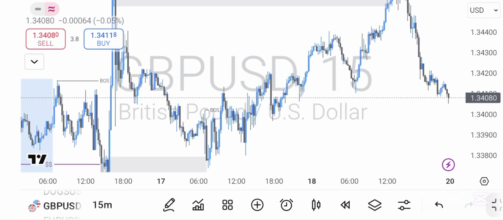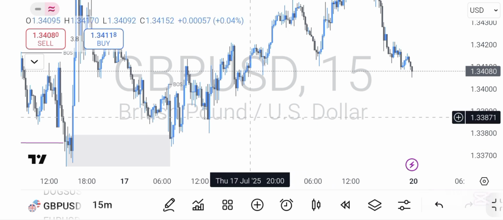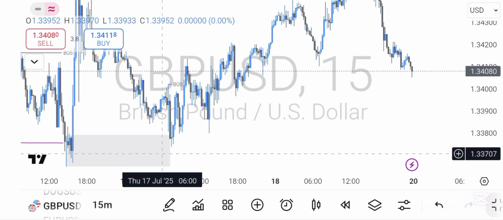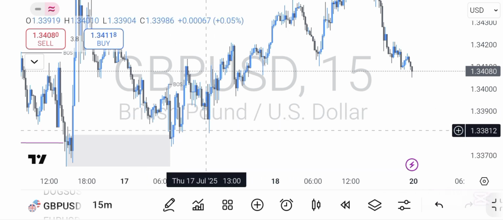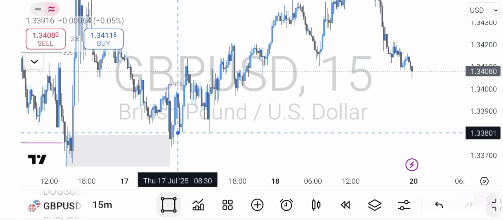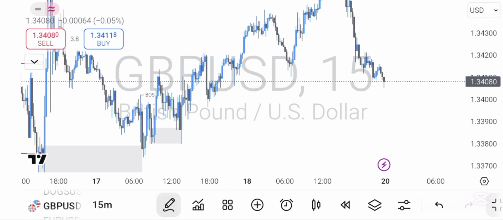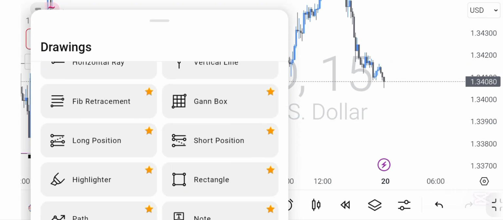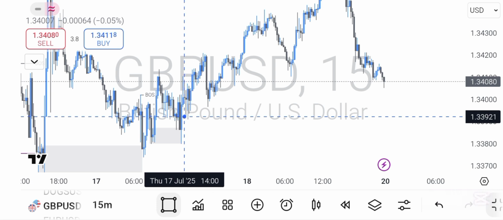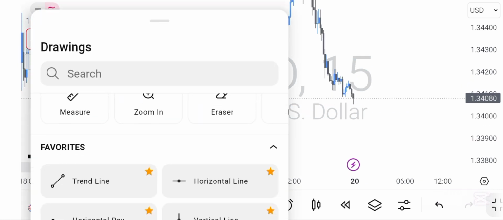Now if you check carefully, you'll see that there's no demand zone that is left unmitigated after price came into this demand zone, right? You could see everything here has been mitigated. You could see this one mitigated, this one mitigated. So everything here has been mitigated.